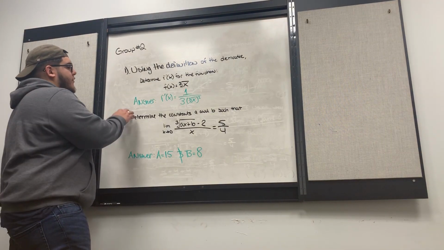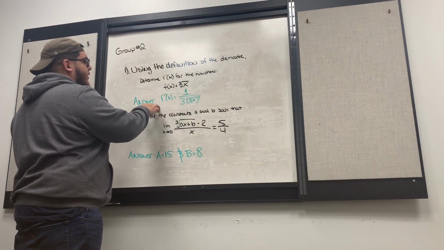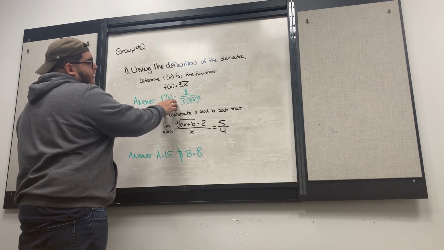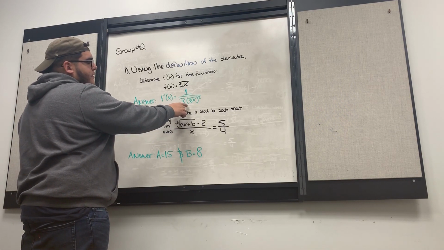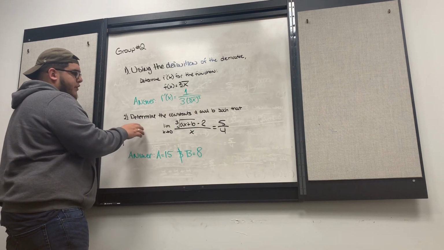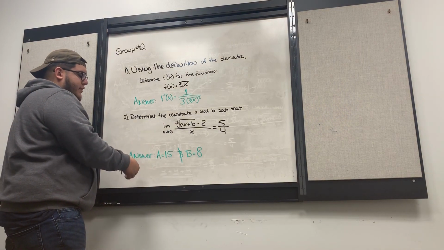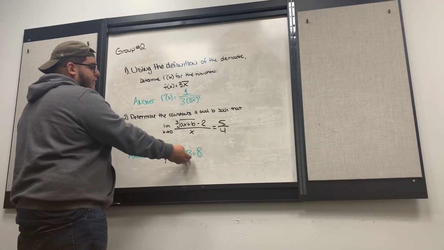And the answer for number 1 was f prime of x, which is the derivative of the cube root of x, is equal to 1 over 3 times the cube root of x squared. And then for number 2, we were told to find the constants a and b that made this limit true. So we got the answers as a equals 15, b equals 8.